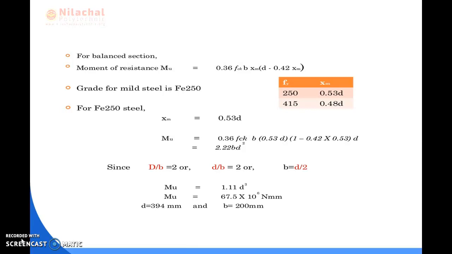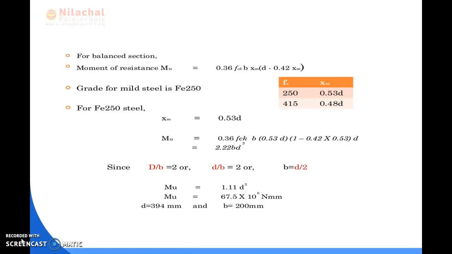In this class we discuss the same problem, which concerns the balanced section condition. The moment of resistance, that is Mu, we know is equal to 0.36 fck into b into xm, whole into d minus 0.42 xm. Here the grade of mild steel provided is Fe250, and for Fe250 steel the xm value is 0.53 d, which is given in IS 456 2000. We also know that for Fe415 the xm value is 0.48 d, and here the moment of resistance on the basis of Fe250 we need to calculate.